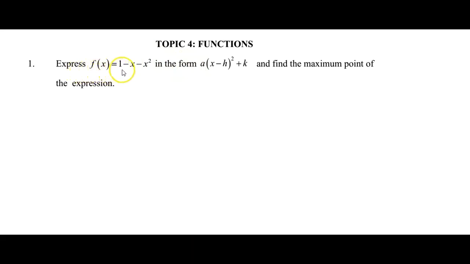Express f(x) equals 1 minus x squared in the form a(x minus h) squared plus k. We must know that this form can be obtained by completing the square. And after you get a quadratic function in this form, you can get its minimum or maximum point by looking at the a. If a has a positive sign, you will have a minimum point, and your quadratic graph will be in this shape.